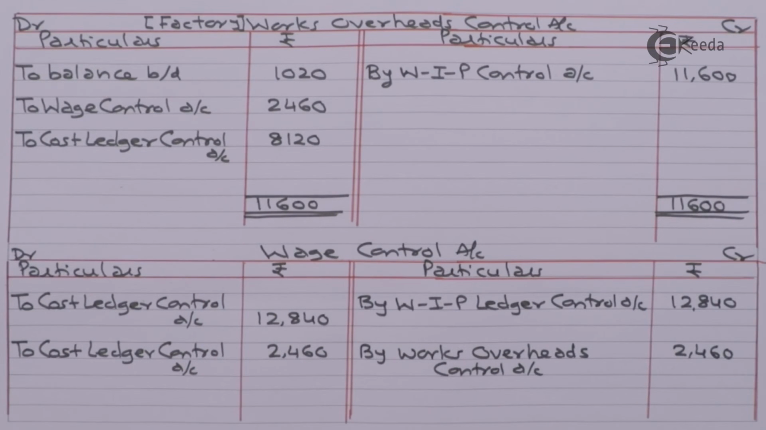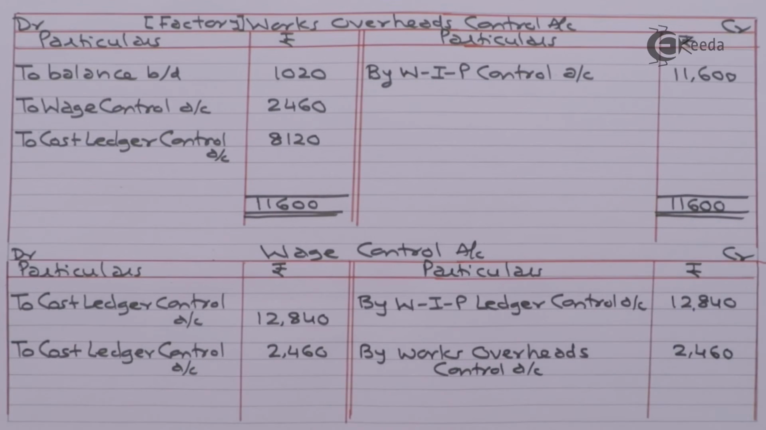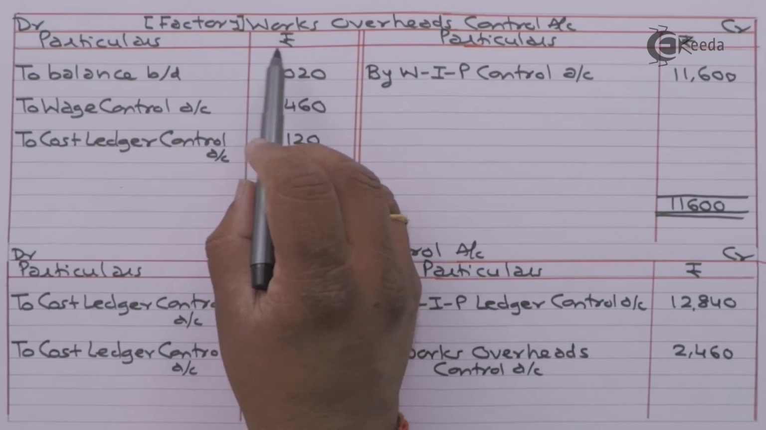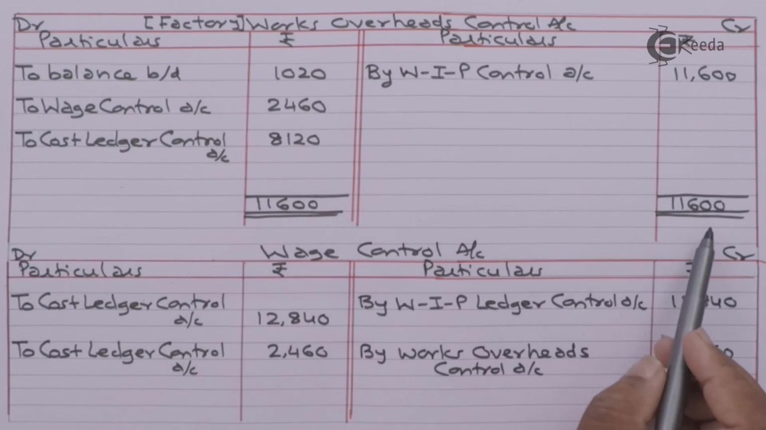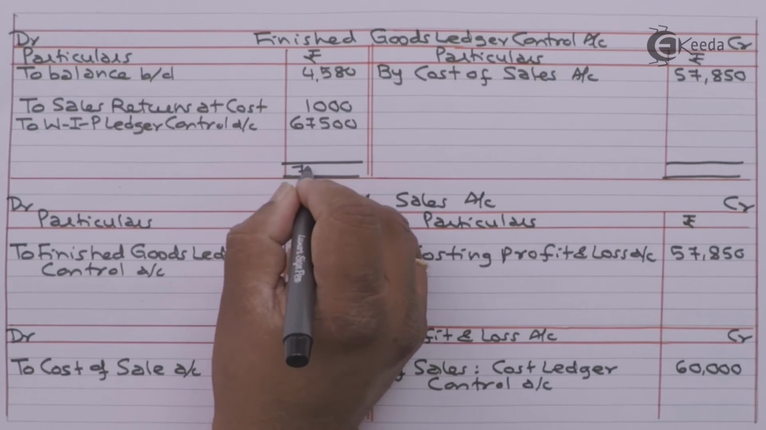Factory overheads control account. It's tallying, 11,600 on both the sides. It means there is no under recovery, there is no over recovery. Factory overheads control account, both the sides are matching 11,600. That means there is no under recovery, there is no over recovery of works overheads. Wage control account is closed. Total is 15,300.